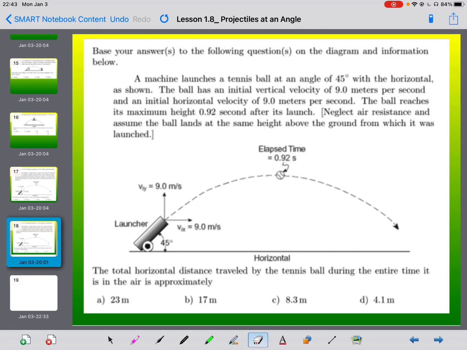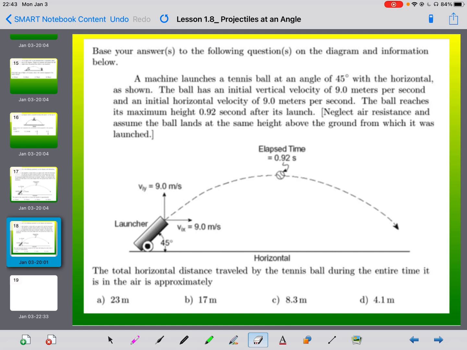1.8, projectiles at an angle. This will be the example that I will do from the practice problems that are provided at the end of the lesson. This is probably the hardest out of all of them, which is why I left it for last, and that's why this is the only one that I will go over with you. So let's read the question.